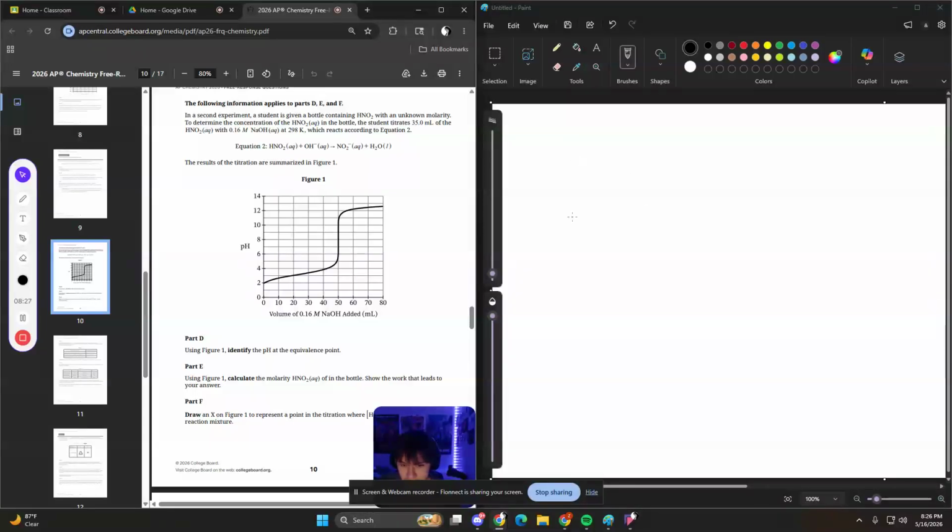Okay, so part D. Use figure 1 to identify the pH at equivalence point. So we know that the equivalence point is going to be the exact middle between the two inflection points. If we look closely to the middle, we see that this is really where it starts to get linear for both. So we go 1, 2, 1, 2. Okay, so we're in between here. What's right in the middle? We can estimate the pH to be about 8.5.